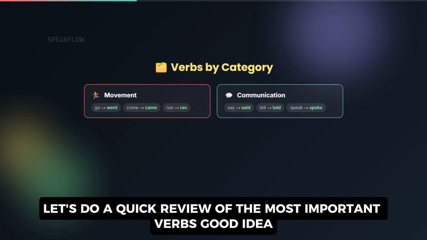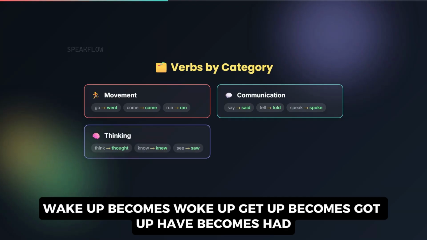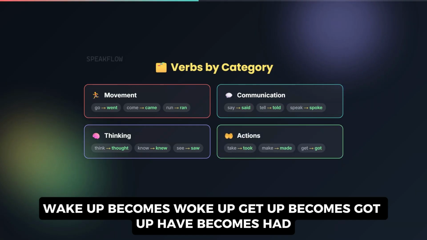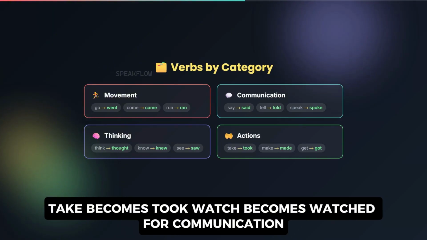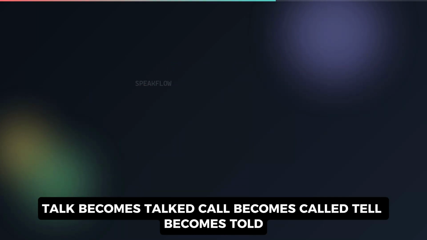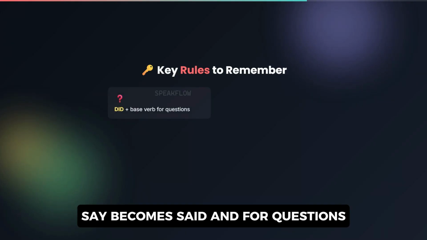Let's do a quick review of the most important verbs. Good idea. For daily routines, wake up becomes woke up, get up becomes got up, have becomes had, go becomes went. For activities, eat becomes ate, make becomes made, take becomes took, watch becomes watched. For communication, talk becomes talked, call becomes called, tell becomes told, say becomes said.